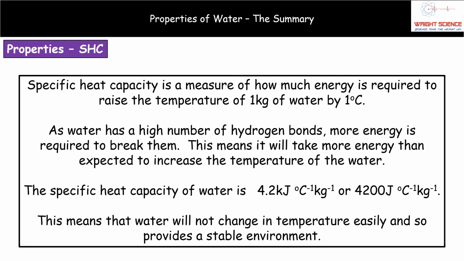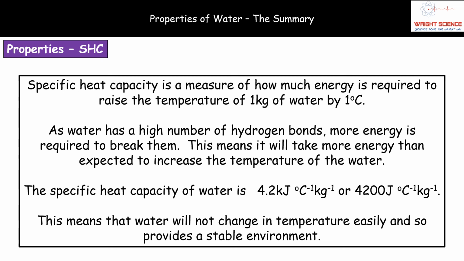The next little category of properties we're going to look at are the thermal properties. Now, we've got two key thermal properties that we're going to consider as far as water is concerned. And the first one of these is specific heat capacity. Hopefully we remember from GCSE physics that specific heat capacity is basically how much energy we require to raise the temperature of 1 kilogram of a substance by 1 degree Celsius. As far as water goes, it's got a high specific heat capacity, 4,200 joules per degree C per kilogram.